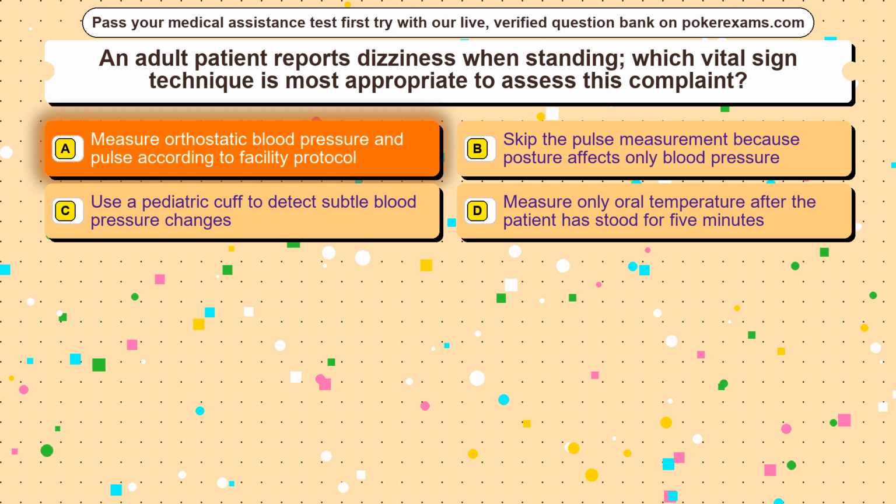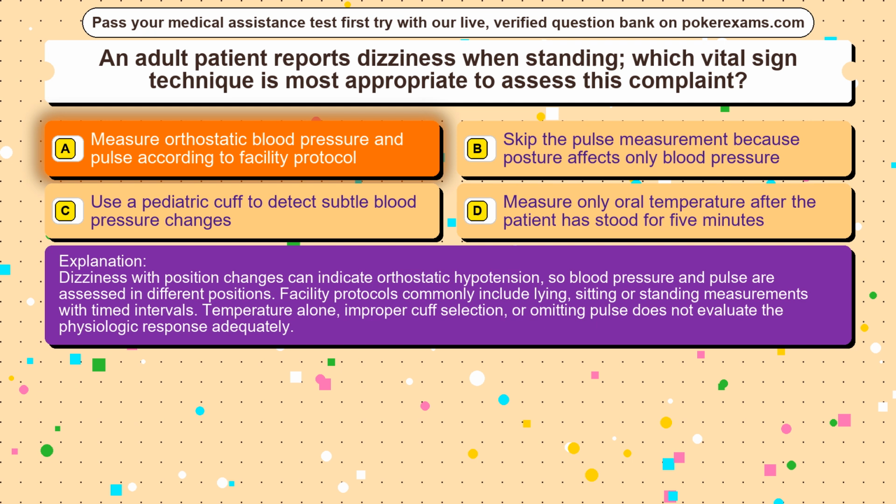The correct answer is option A, measure orthostatic blood pressure and pulse according to facility protocol. Dizziness with position changes can indicate orthostatic hypotension, so blood pressure and pulse are assessed in different positions. Facility protocols commonly include lying, sitting, or standing measurements with timed intervals. Temperature alone, improper cuff selection, or omitting pulse does not evaluate the physiologic response adequately.